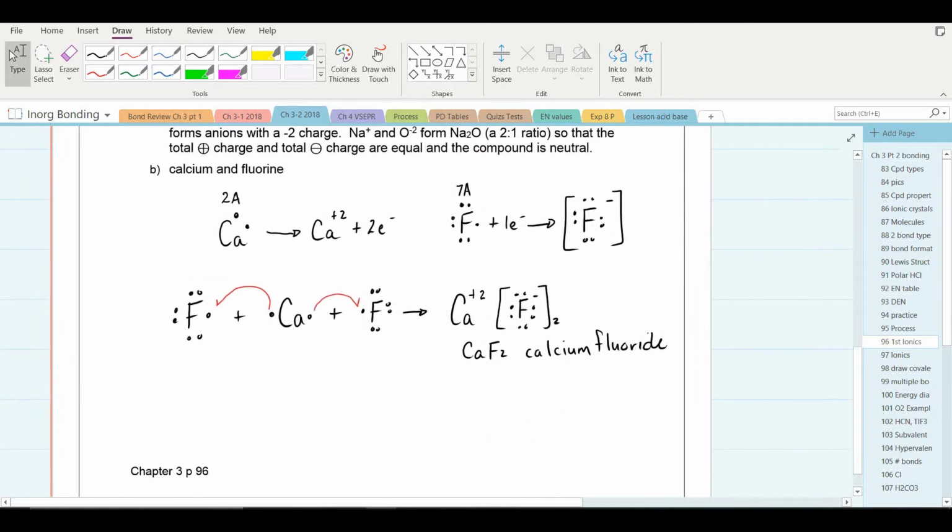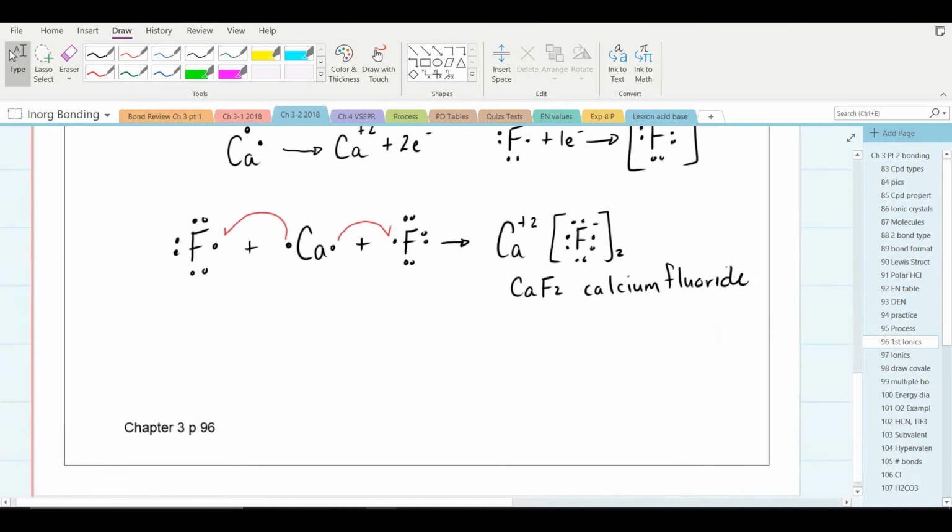Alright, so that's the process. This is the formation of an ionic bond. Now how do we know it's ionic? I just kind of assumed that, but let's calculate the difference in electronegativity for a calcium to fluorine bond. Take the more electronegative atom first, subtract the less electronegative atom's electronegativity. This would be 4.0. Calcium is 1.0. The difference is 3.0.